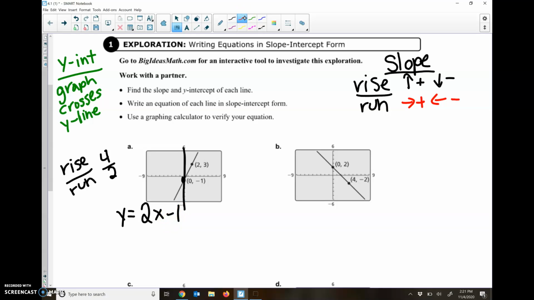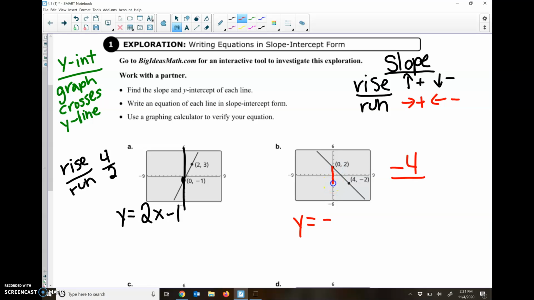Same thing here on b. Remember we talked about how this is a negative line because it's going down from the left side to the right side. So I'm going to write y equals negative number. I don't know what the number is yet, but I know it's negative. Now instead of going up first, my graph is going down. So I'm going to go down 1, down 2, down 3, down 4. So my rise is -4. Kind of weird to say rise -4.